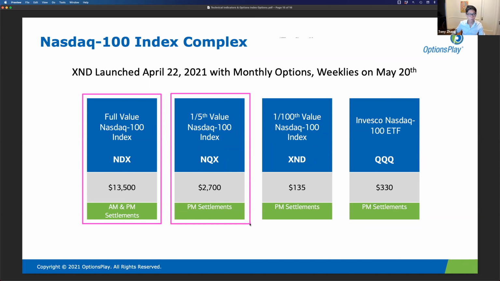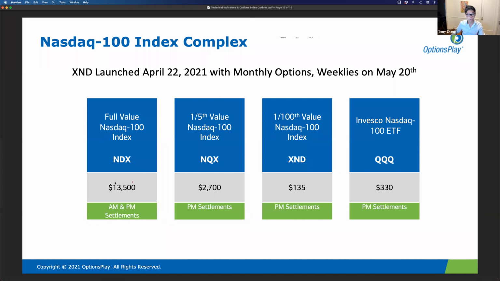There's NQX, which is 1/5 of the value of the NDX, and there's XND, which is 1/100th of the value of the NDX. The reason these products exist is because the NDX is a very large contract. At a $13,500 index, that's a $1.35 million contract. A single contract is $1.35 million. Too big to trade. But you can trade the 1/5 value index, NQX, a $270,000 contract. Still, I find for many traders that are watching today, it's too large.